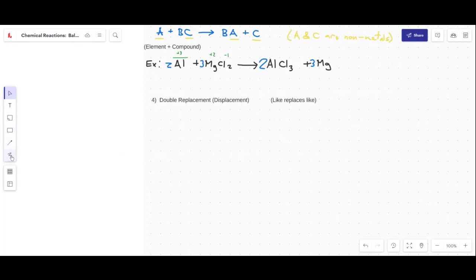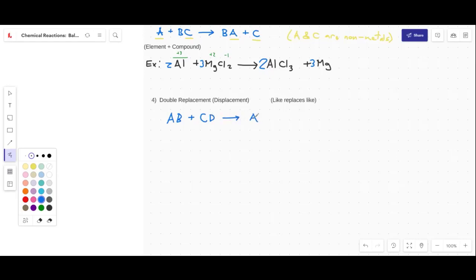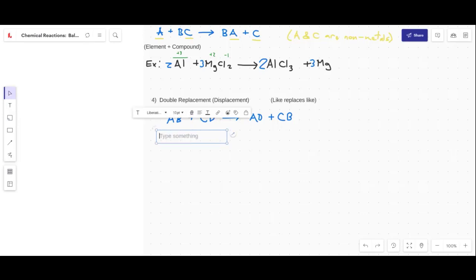The general format for this is AB plus CD goes to form AD and CB. And typically this always involves 2 ionic compounds or ionic compounds and acids. So basically anything with ions. Ionic compounds or acids are the ones that have the ions. So this is where you're going to get your double replacement reaction. Generally speaking, that means 2 ionic compounds, but it can mean an ionic compound and an acid.